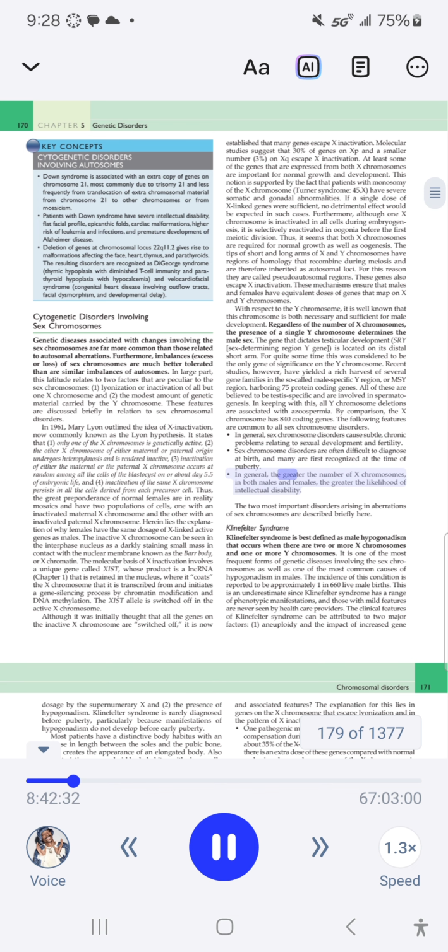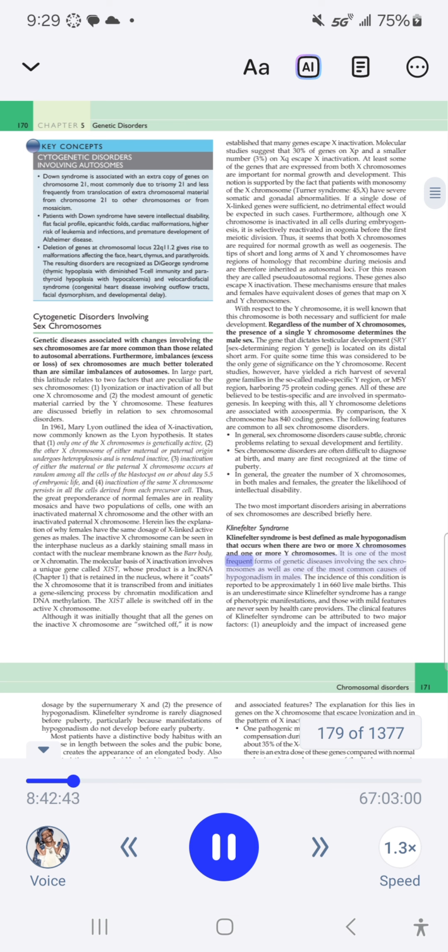In general, the greater the number of X chromosomes in both males and females, the greater the likelihood of intellectual disability. The two most important disorders arising in aberrations of sex chromosomes are described briefly here. Klinefelter syndrome. Klinefelter syndrome is best defined as male hypogonadism that occurs when there are two or more X chromosomes and one or more Y chromosomes.